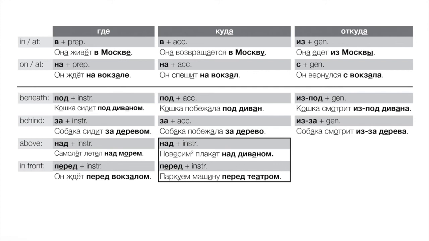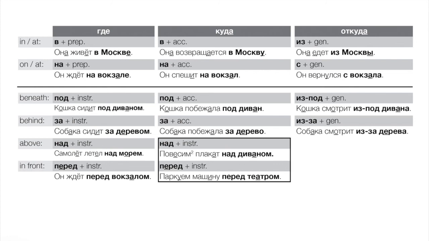These compound prepositions like this, of which there aren't very many in Russian, they're kind of governed by that first component, из, which takes the genitive. So, for example, кошка смотрит из-под дивана. The cat is looking out from under, or from her position under the sofa. Собака смотрит из-за дерева. Right, the dog is looking from its position behind the tree.